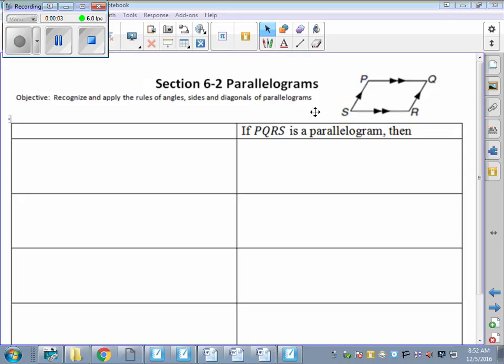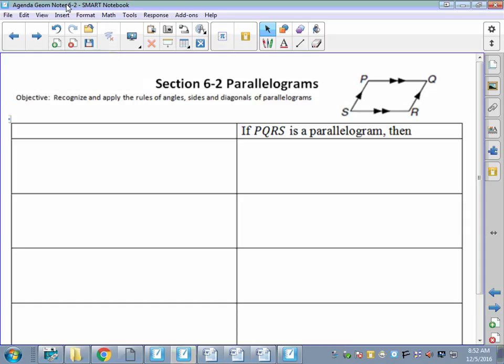Hello, everybody. Welcome to section 6.2, parallelograms. So we've talked about degrees and angles, and now we're going to be very specific, and we're just talking about parallelograms. Notice it says we're going to recognize and apply rules of angles, sides, and diagonals. So we need to address those things.